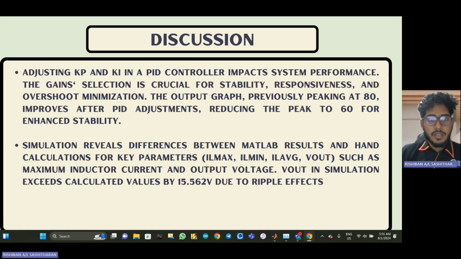Next, the simulation reveals the difference between the MATLAB result and the hand calculation. This is for part 2. The parameters include maximum inductor current, minimum inductor current, average inductor current, Vout, and Vout maximum and minimum. As we can see right here, I've already calculated that the Vout in simulation exceeded the calculated values by 15.562 volts, and this is due to the ripple effect.